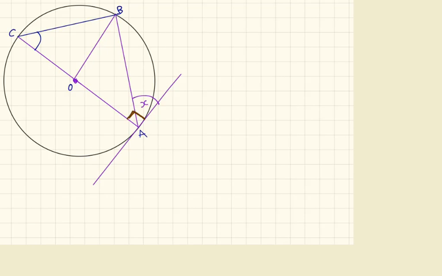Okay, this is the second question from the homework. Let's look at it now. We have this angle here. I'll just write it down. This is the 90-degree angle. We know that this angle is 90 degrees because the tangent always meets the radius at 90 degrees.